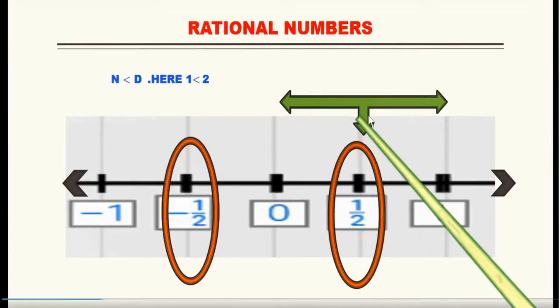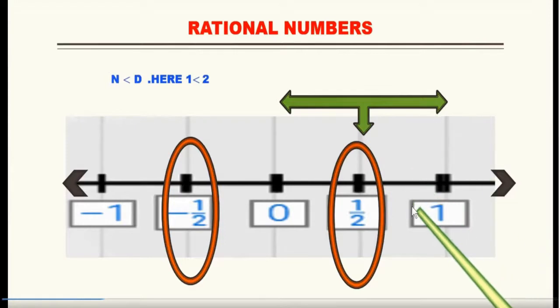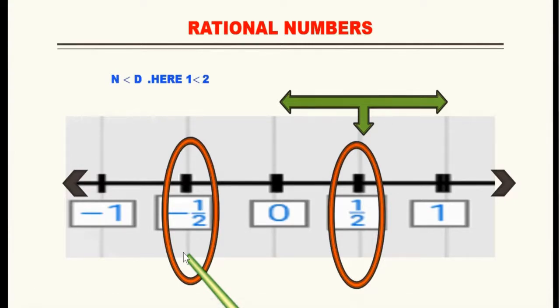Now, what does the numerator 1 represent? The numerator 1 represents the first part from 0 on the right. Hence, encircle the first part from 0 towards the right and mark it as half. Now, I already told you that every positive rational number has its corresponding negative rational number. So, how will we plot minus half on the number line?